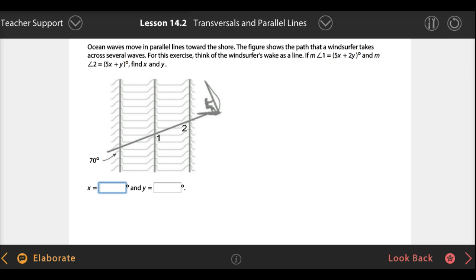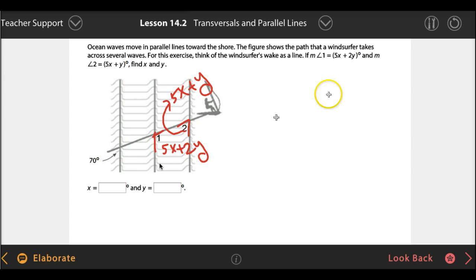If the measure of angle 1, which is this one right here, is 5x plus 2y, and the measure of angle 2, which is this one right here, is 5x plus y, then we have to find x and y. You might get scared. I remember seeing this in your turn question, and I didn't go over this with you, so today is a good day. Let's think about this.